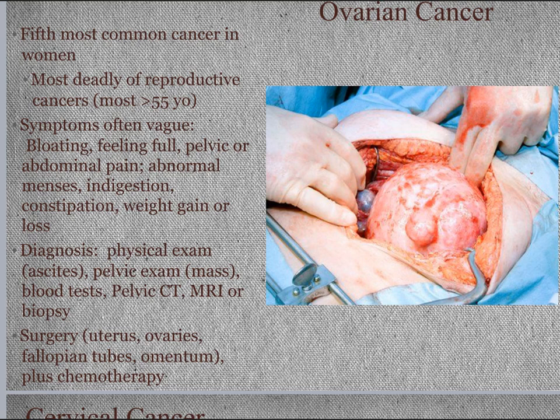Diagnosis: physical exams, you look for ascites. Pelvic exams, feeling for large masses. Blood tests, pelvic CAT scans, MRI, or biopsies. You can have surgery to remove the uterus, a hysterectomy, remove the ovaries, fallopian tubes, the omentum, plus chemotherapy in later stages.